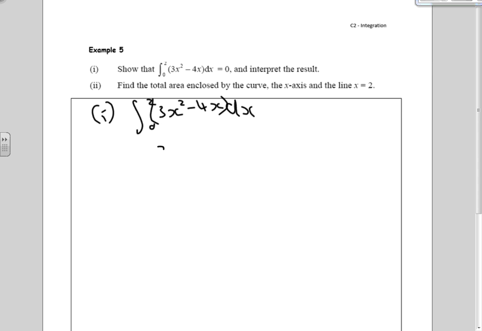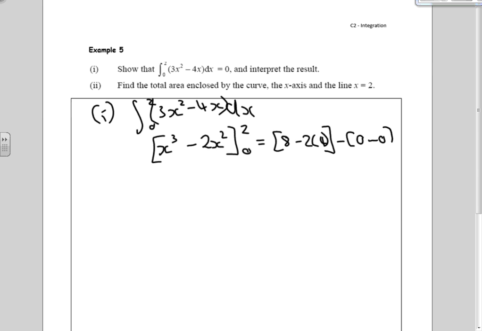So add 1 to the power, that gives me x cubed, and divide by the new power, so 3 divided by 3 gives me 1. And then same here, that would give me 2x squared. And I'm integrating this between 0 and 2. So when I substitute in 2, I get 8 minus 2 lots of 4. And when I substitute in 0, I get 0 minus 0. So I get 8 minus 8, which equals 0.